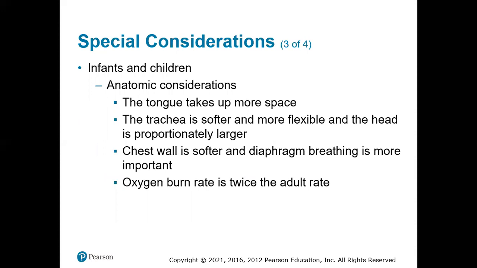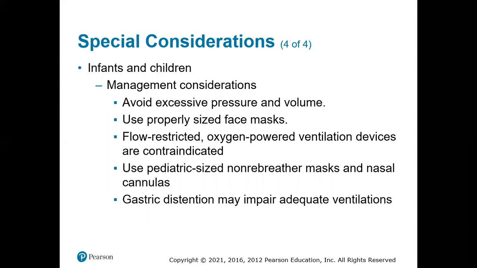With kids, the tongue takes up more space in proportion to the rest of the mouth. The trachea is softer. The head is proportionately larger. The chest wall is softer. And kids' oxygen burn-through rate is twice ours. Watch especially when you're bagging, watch your pressure. Be very careful, only to chest rise. You don't need that much, the littler people are.